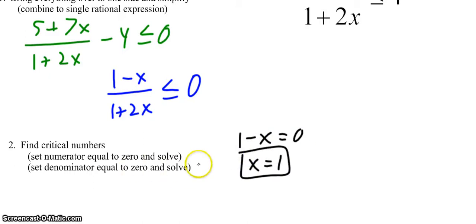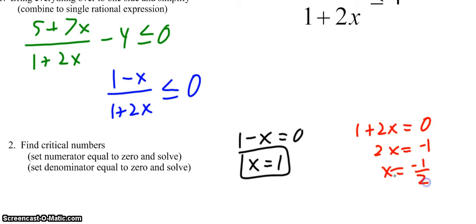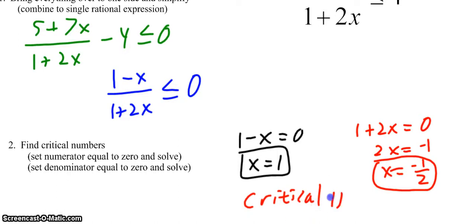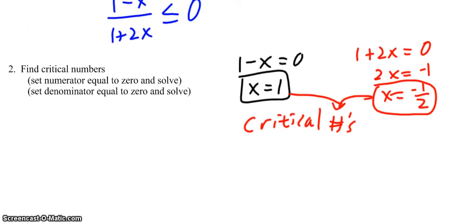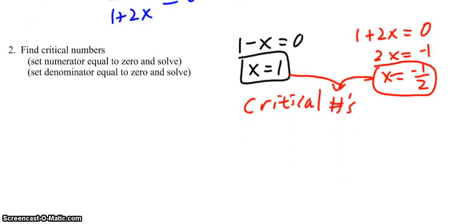And I set the denominator equal to 0. So 1 plus 2x equals 0, and I get x equals negative 1/2. So these are my critical numbers, both of them. One came from the numerator, one came from the denominator. Great.